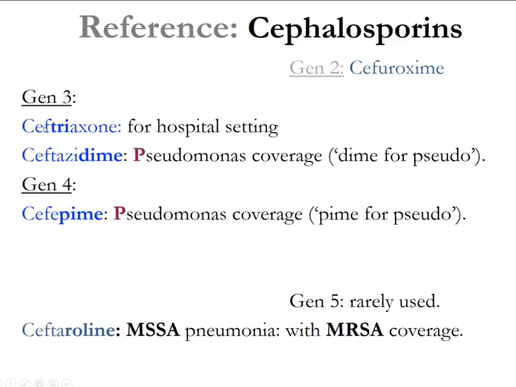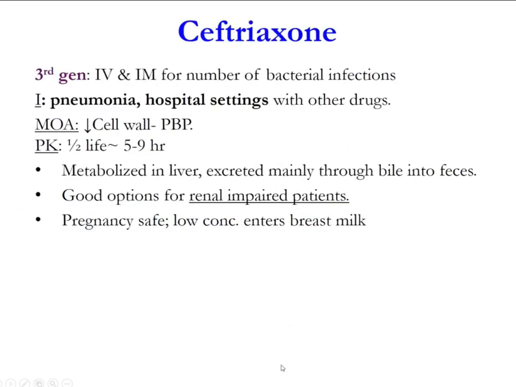For this class, for pneumonia basics, what you have to learn is, out of all these cephalosporins for hospital settings, 3 drugs to learn. Ceftriaxone for general coverage, first indication, hospital setting. If a patient is suspected of Pseudomonas, I'm going to give you other drugs to study, but 2 drugs to learn, ceftazidime and cefepime, dime and pime. Okay, let's move on. Ceftriaxone.